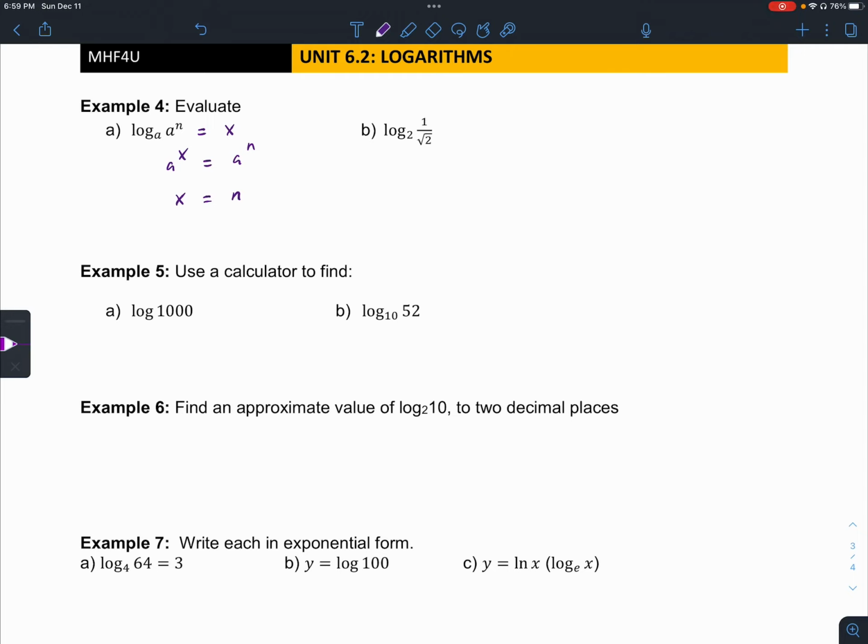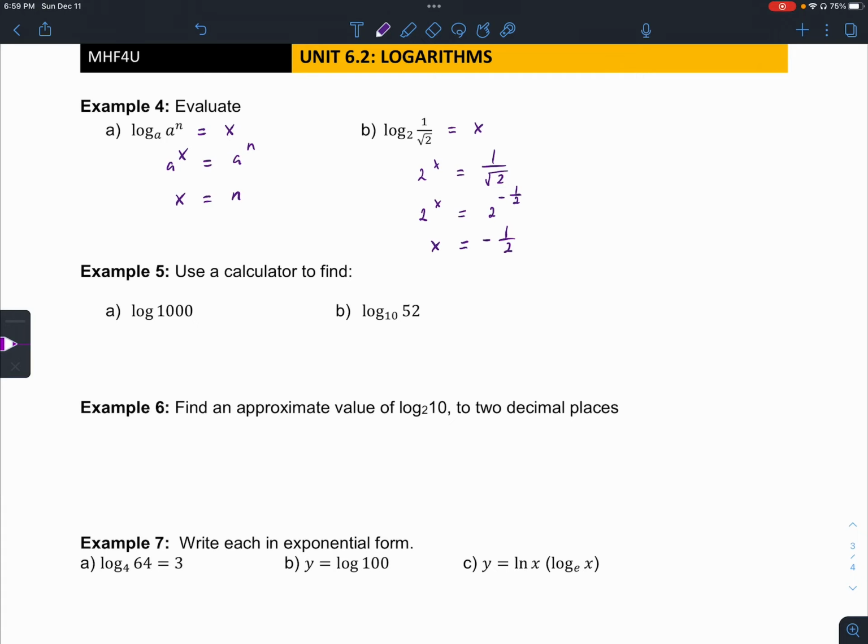All right, let's look at another one. So log to the base 2 of 1 over root 2. Let's set this equal to x. And now convert to exponential form. 2 to the exponent of x is equal to 1 over root 2. 2 to the exponent of x is equal to 2 to the exponent of -1 over 2. Drop the bases. x is equal to -1 over 2.